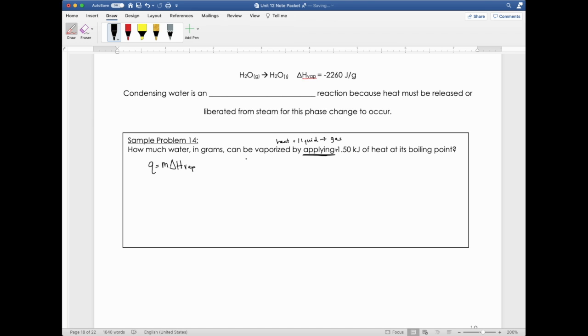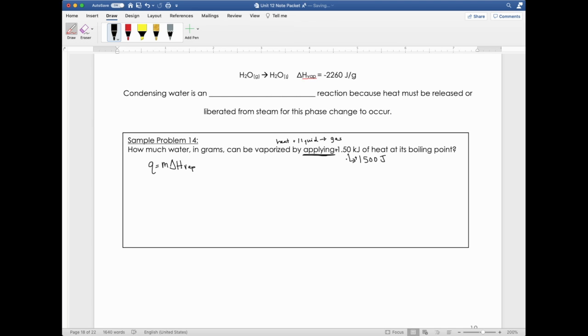Now, in this case, our enthalpy of vaporization is usually given to us in units of joules. And this particular value gives me the energy that's required for this phase change in units of kilojoules. So we do have to convert this to units of joules. Remember, there are 1,000 joules in a kilojoule. So I'm just going to move that decimal point over 3 times, and we should get positive 1,500 joules.